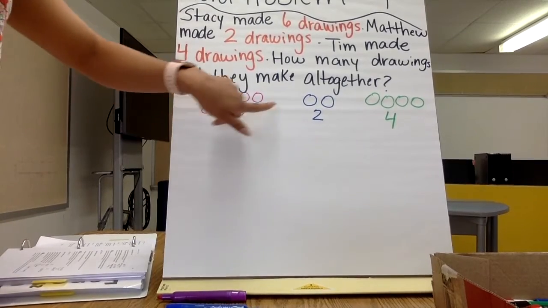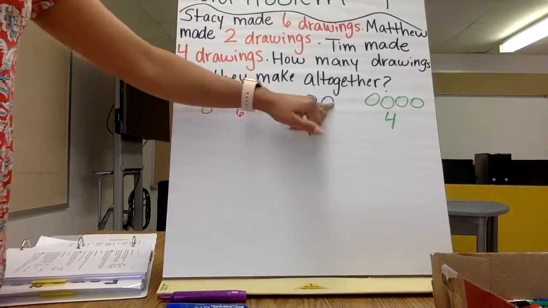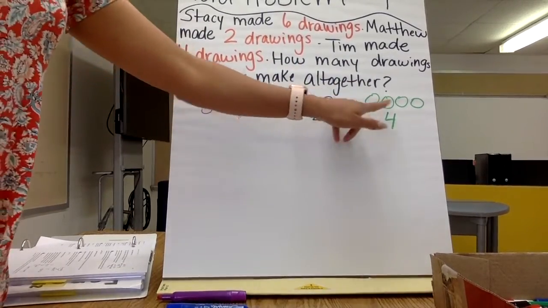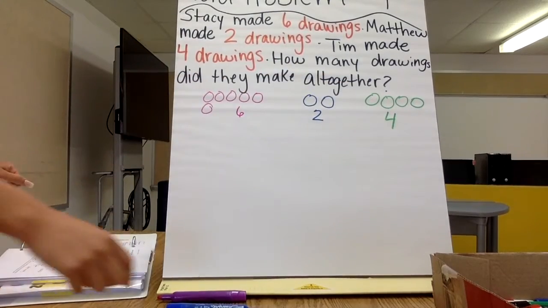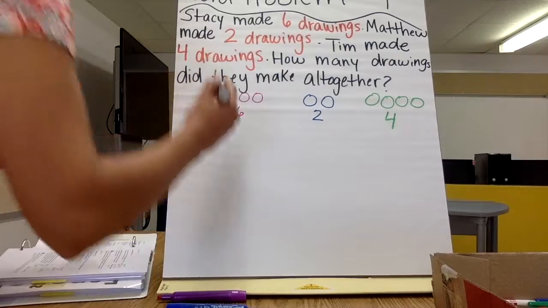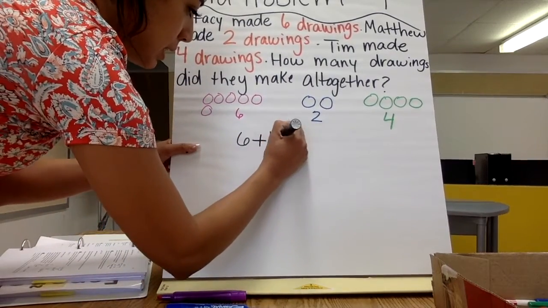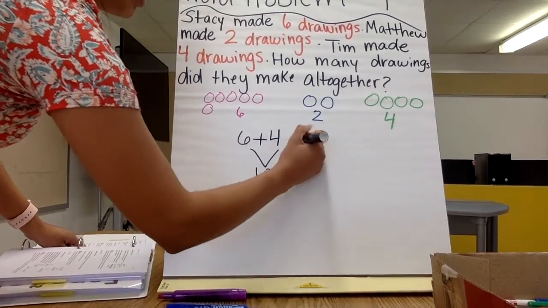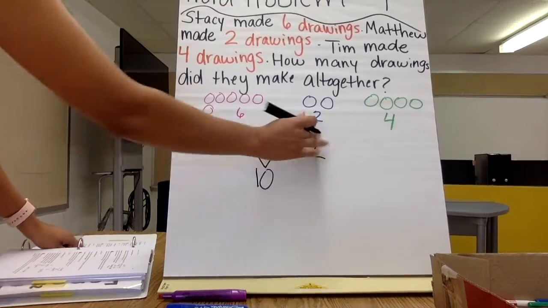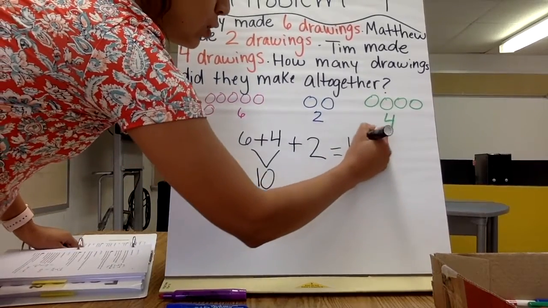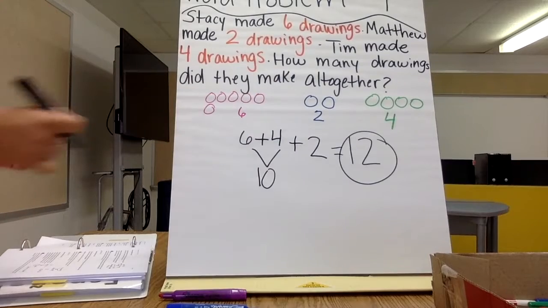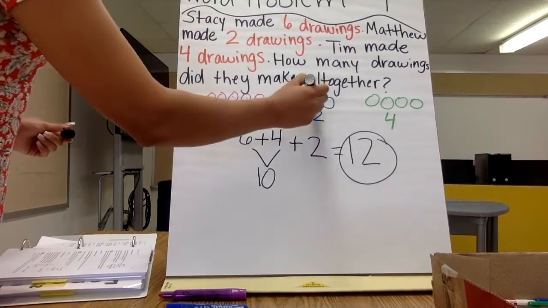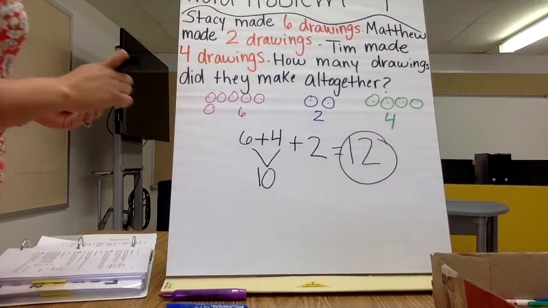6 plus 2 equals what? 6, 7, 8. But if you do 6 plus 4, 6, 7, 8, 9, 10. So 6 plus 4 equals 10. And what if I do 10 plus 2? 10 plus 2 equals 12. So let's count them all together to make sure there's 12. 1, 2, 3, 4, 5, 6, 7, 8, 9, 10, 11, 12.